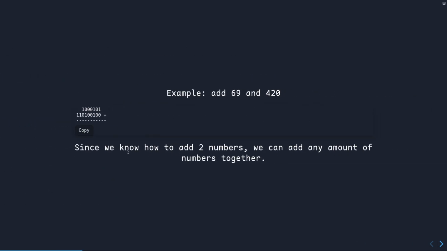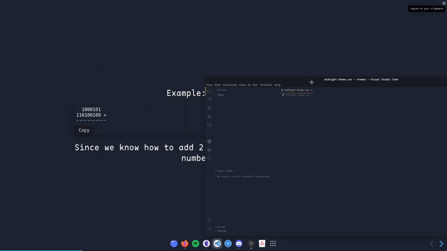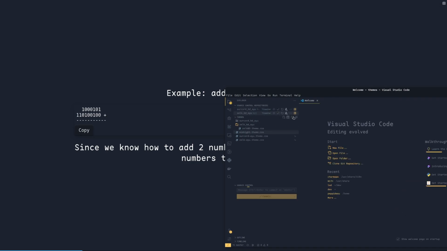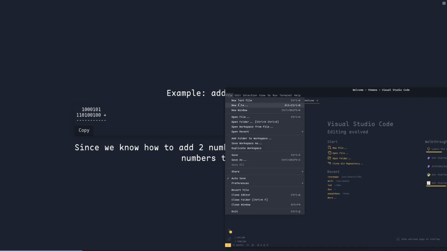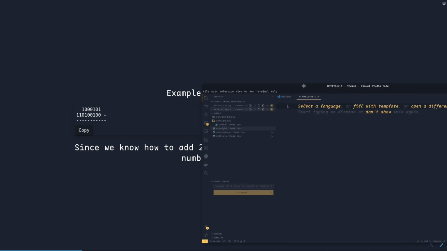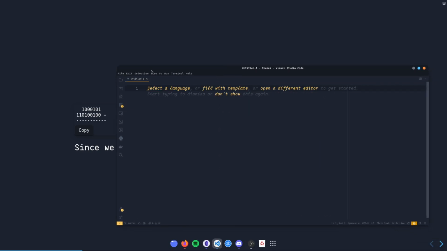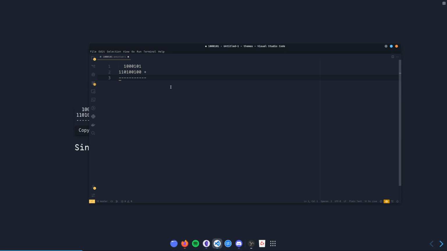So let's add these numbers. I'm going to copy this. I'm going to open an IDE. And let's just make a new file. So what are we going to do? We are going to add these 2 numbers together. So we have 1 plus 0. This, of course, is just going to be 1. We have 0 plus 0, which of course is just 0.